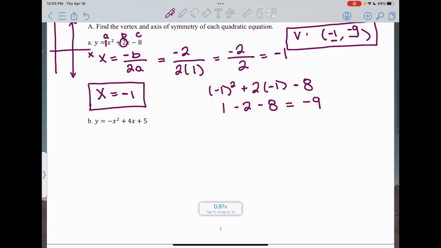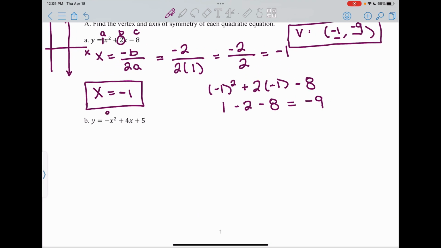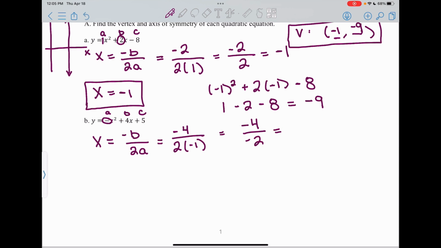Let's try this one more time. So once again, I need to label a, b, and c. To find the equation for my axis of symmetry, I need to use negative b over 2a, which will be negative 4 all over 2 times negative 1, because notice how my x squared is negative, which means that's an imaginary negative 1. 2 times negative 1 is negative 2. And negative 4 divided by negative 2 will leave me with a positive 2.